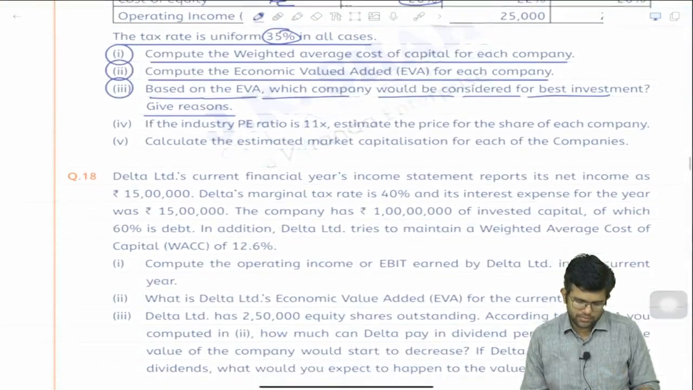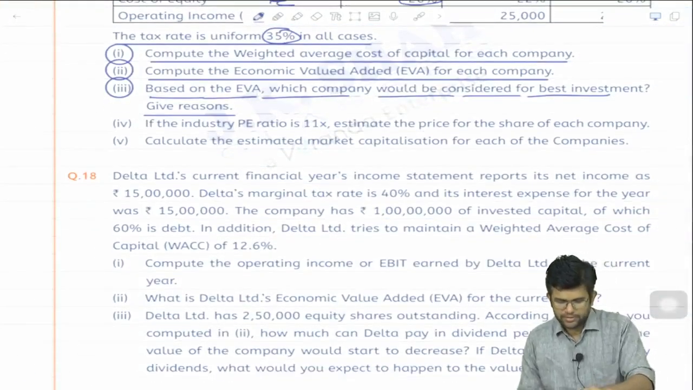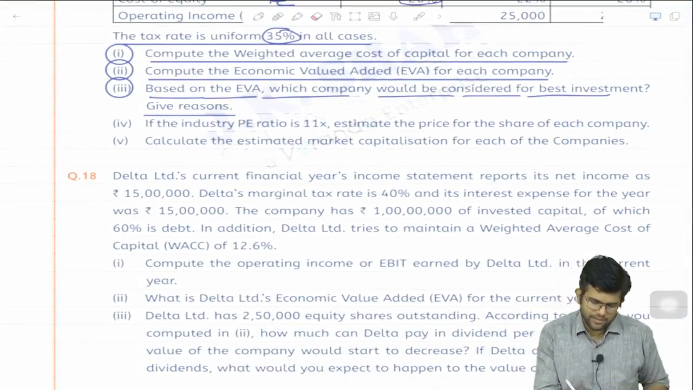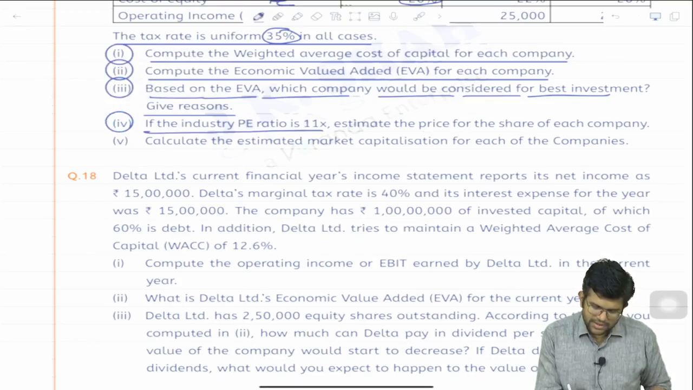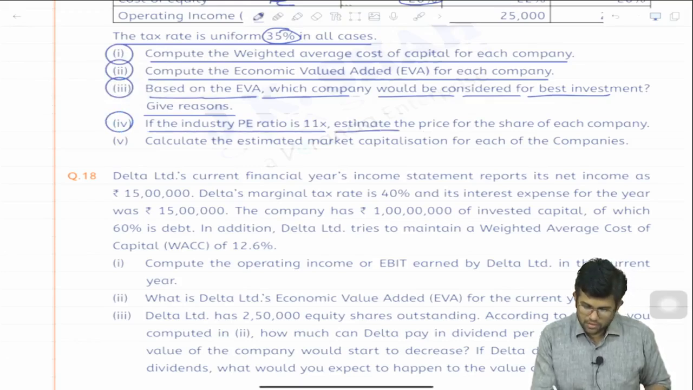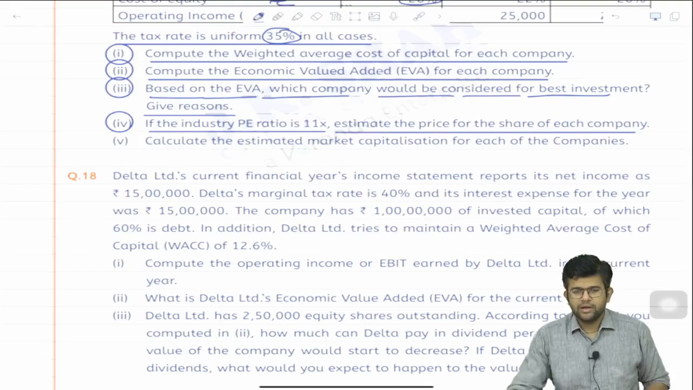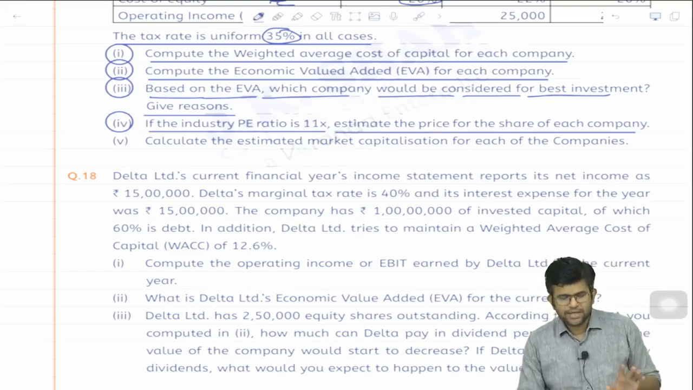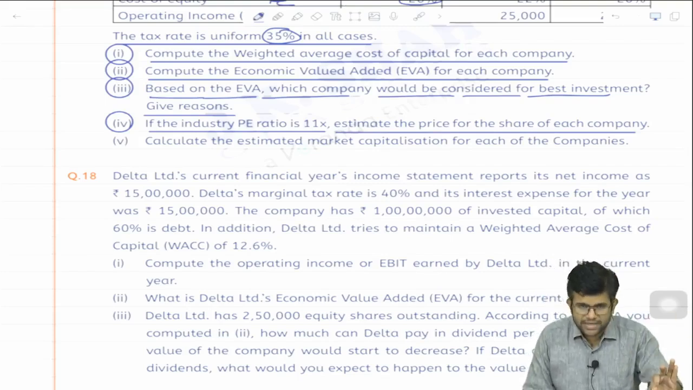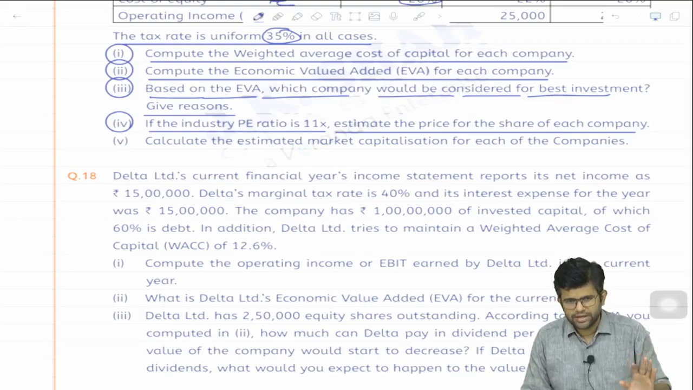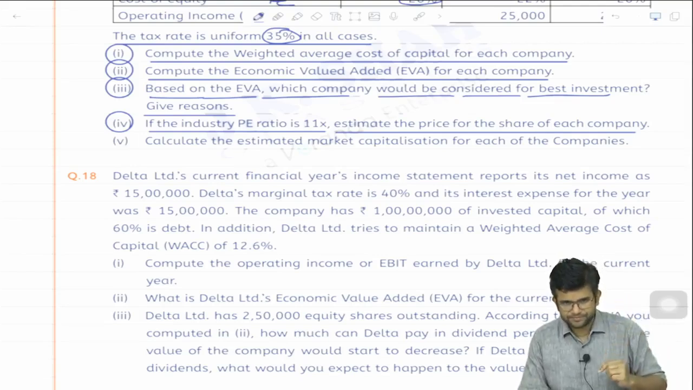Now, fourth point. They are saying if the PE ratio is 11x, 11x means 11 times, what is the price for the share? Now, since childhood, you know, if they are asking you price MPS, and they have given to you PE, then the route that they want you to take is EPS into PE. Do you understand this? EPS into PE will give MPS.